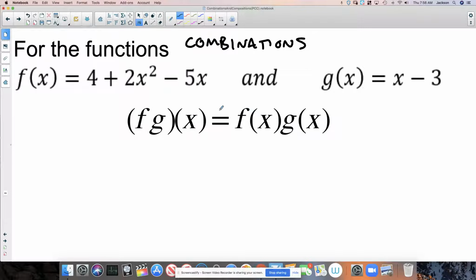And as long as we remember that this variable expression can replace f of x and this variable expression can replace g of x, and as long as I use parentheses, you're going to know what to do with this. Okay? Before we go on, just a note, sometimes we see this, and sometimes we see this.